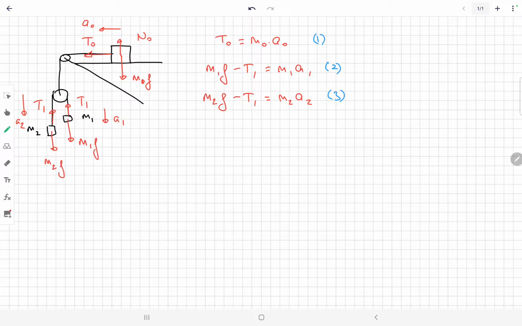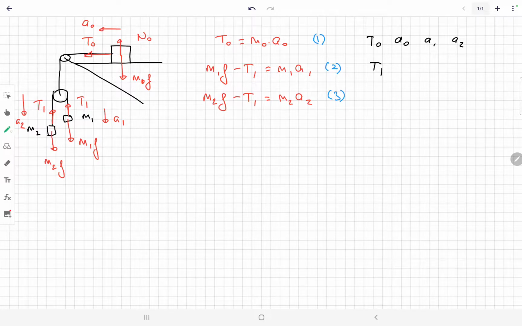Now we need to think about these 3 equations. Do we have enough equations to solve for A1, or do we need more formulas, more equations? So we need to discuss. This part is very important. Let's start here. Which ones are unknown? T0 is unknown, yes. A0 unknown, A1, A2, and T1. So 5 unknowns basically.